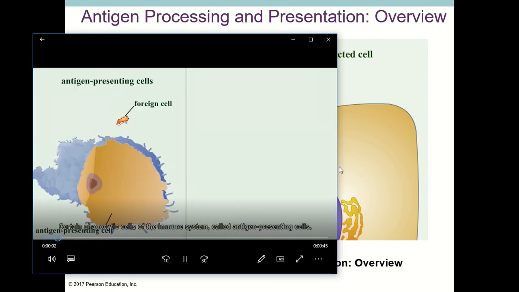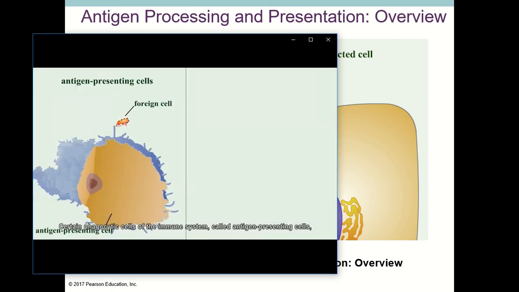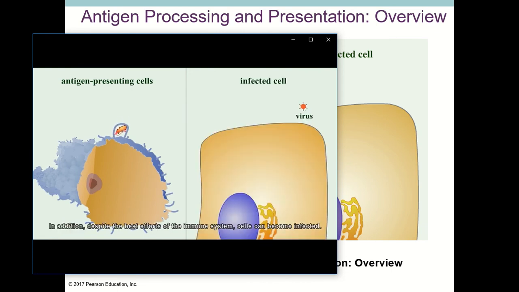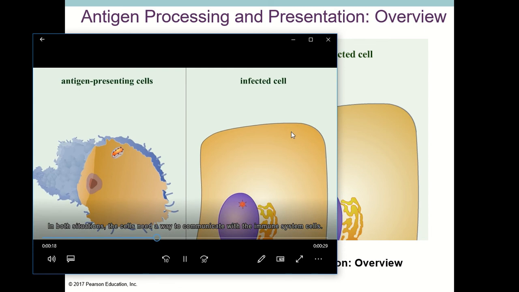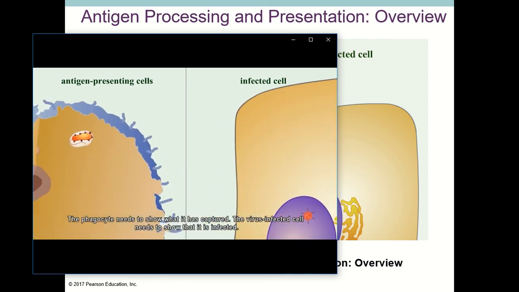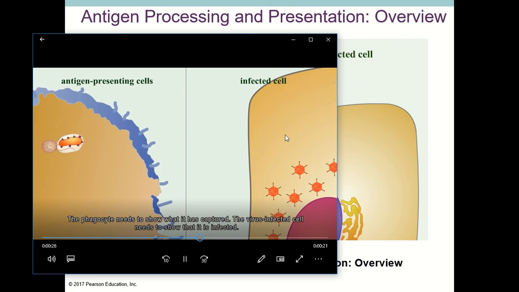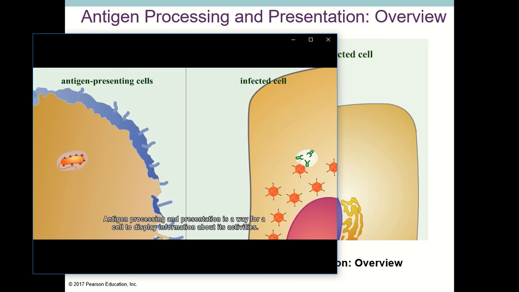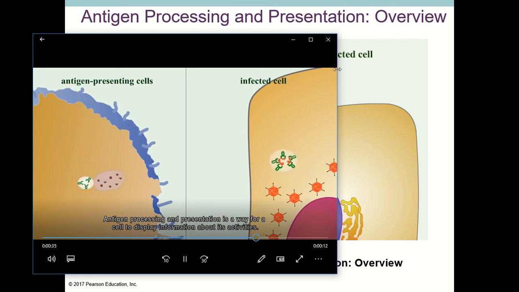Certain phagocytic cells of the immune system, called antigen-presenting cells, seek out foreign cells and engulf them. In addition, despite the best efforts of the immune system, cells can become infected. In both situations, the cell needs a way to communicate with the immune system cells. The phagocyte needs to show what it's captured. The virus-infected cell needs to show that it's infected. Antigen processing and presentation is a way for a cell to display information about its activities.